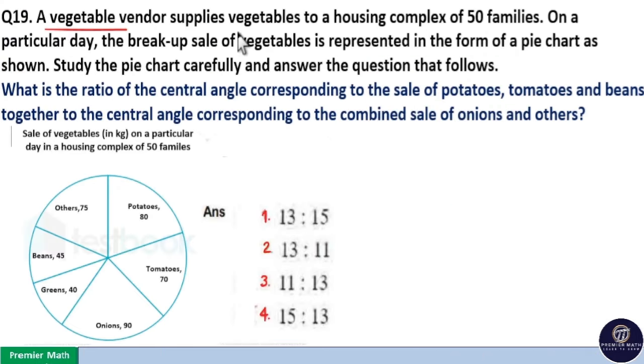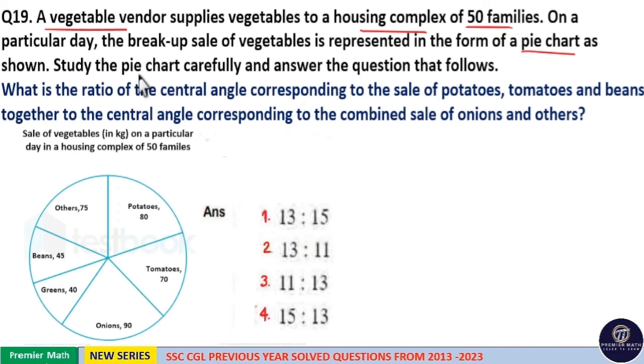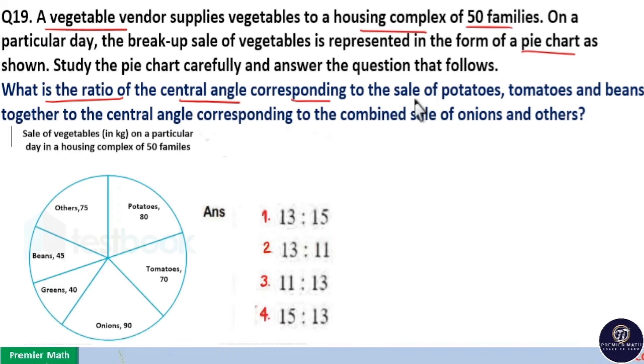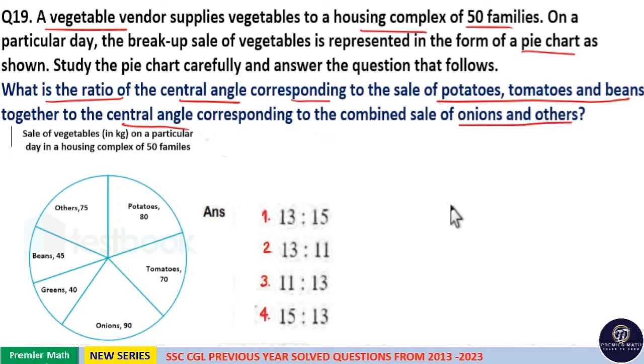A vegetable vendor supplies vegetables to a housing complex of 50 families. On a particular day, the breakup sale of vegetables is represented in the form of a pie chart as shown. Study the pie chart carefully and answer the question that follows. What is the ratio of central angle corresponding to the sale of potatoes, tomatoes and beans together to the central angle corresponding to the combined sale of onion and others?